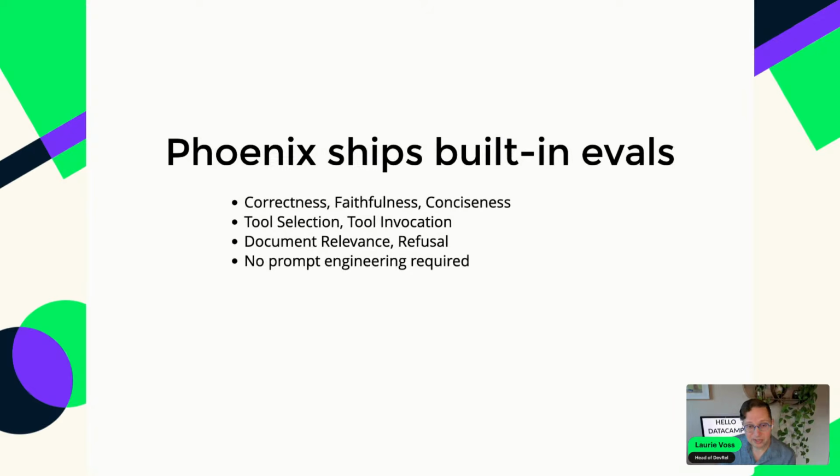And here's the good news, which is you don't always have to write your own judge. Phoenix ships with a set of built-in evaluators for common checks. Correctness checks whether a response is factually accurate, complete, and logically consistent. Faithfulness checks whether the response stays grounded in the source material. We're going to see an important difference between correctness and faithfulness soon. And there are evals for tool selection, tool invocation, document relevance, all the things that you'd want to check in an agent application. These are battle-tested prompts written by the Phoenix team that often work out of the box.